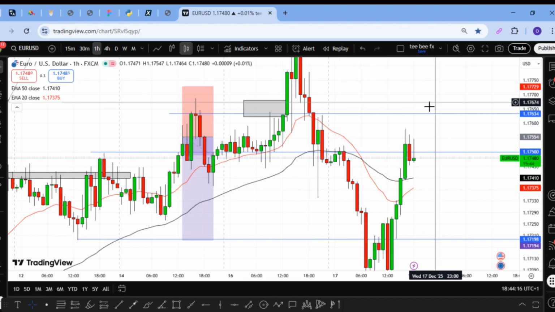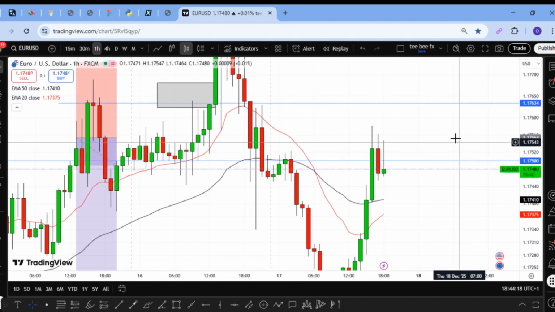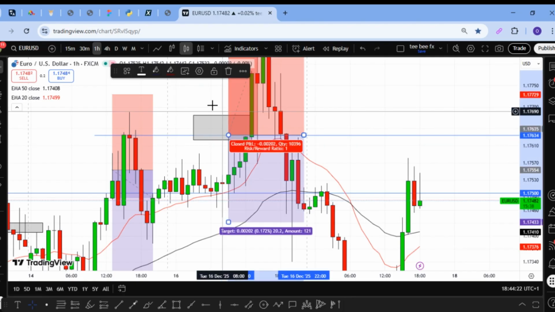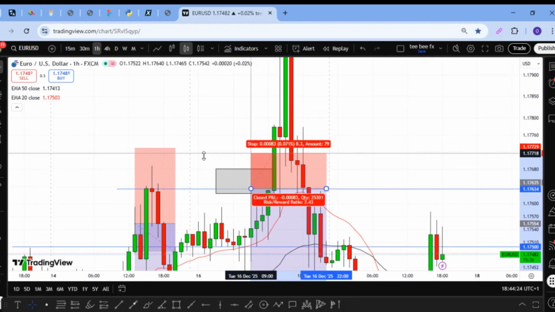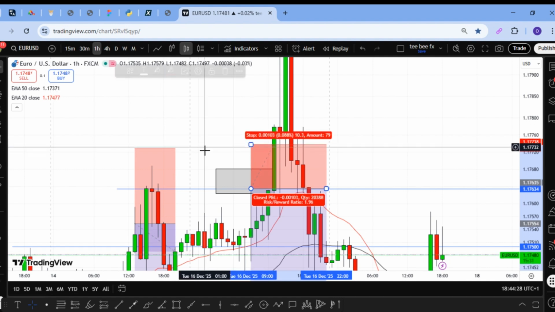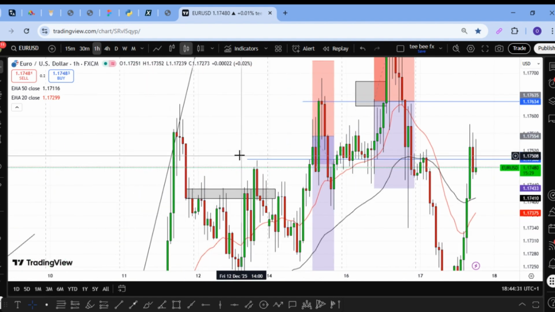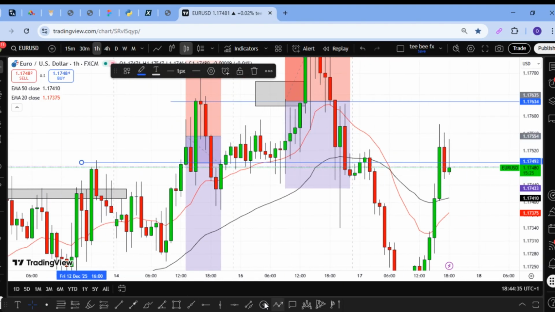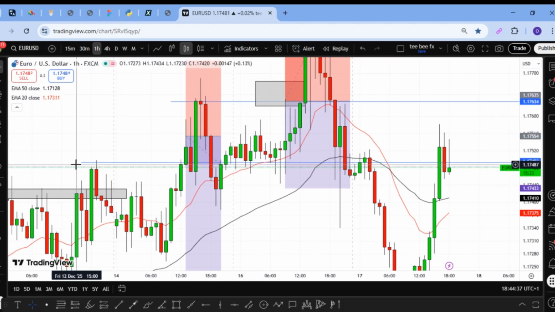So I was considering this blue line to be the resistance zone, and I went in for a sell from there. My stop loss was above this high at 10 pips, and I was targeting this support here that price created on Monday, resistance turned support.